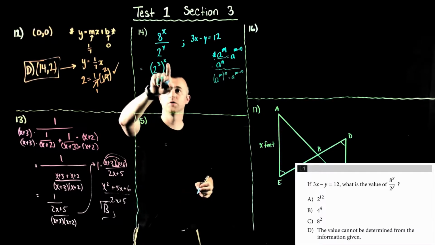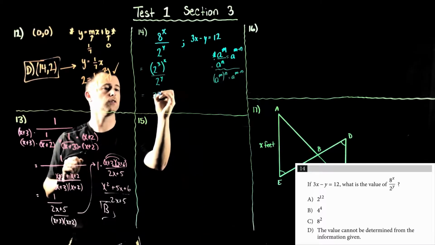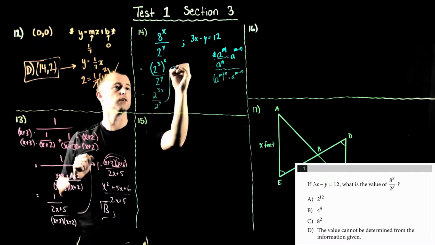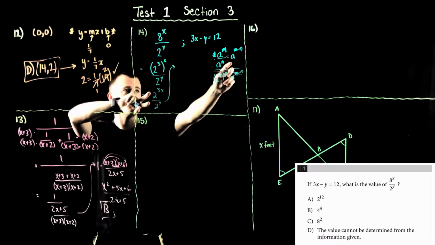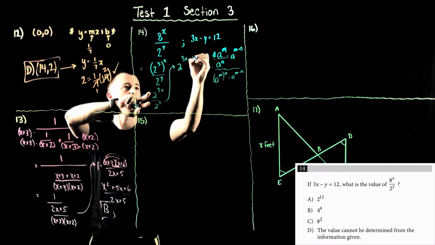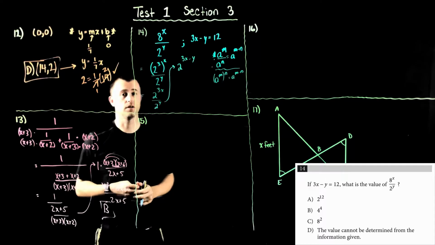So I have a power to a power in this problem, so I'm going to write this as 2 to the 3x divided by 2 to the y. So this allows me now to finally use this quotient rule. So I can write this now as 2 to the 3x minus y. So this is just me doing exponent rules, and that's really what they're testing on this problem.